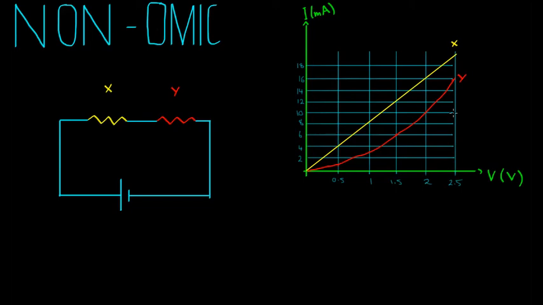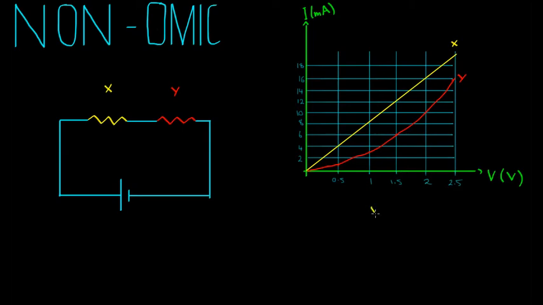You can tell the resistance is either constant or varying by looking at a graph of the current over the voltage, or the voltage over the current. If the graph shows a straight line for a component, so the yellow line here is supposed to show the amount of current that flows through X over here, depending on the voltage we put across it. If that line is straight, that means it is an ohmic device and it has a constant resistance.